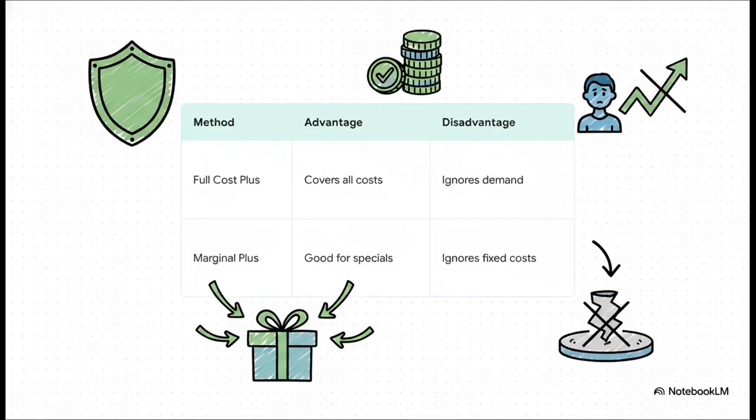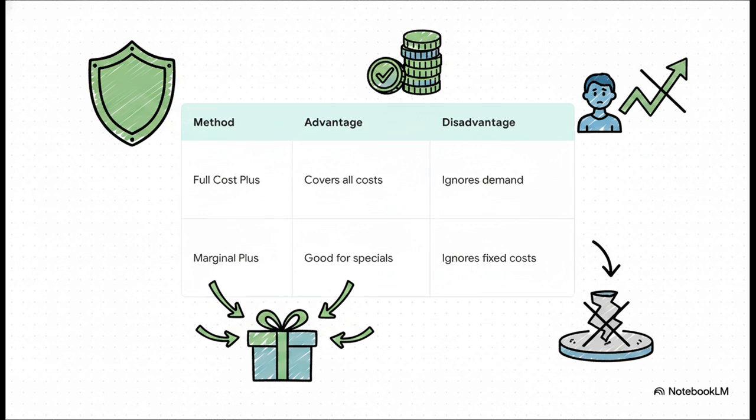Okay, let's flip the script and contrast that with cost-based pricing. This is a lot simpler, but it comes with some serious trade-offs. The two main methods here are full cost plus and marginal cost plus. Full cost plus is highly advantageous because, well, it's simple and it guarantees all your costs are covered. But its massive disadvantage is that it completely ignores what the customer is actually willing to pay.